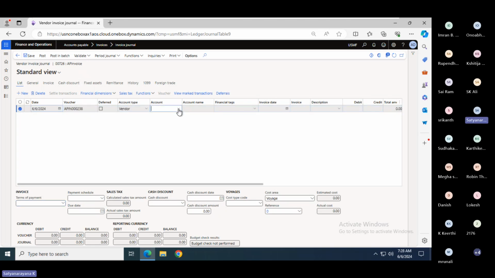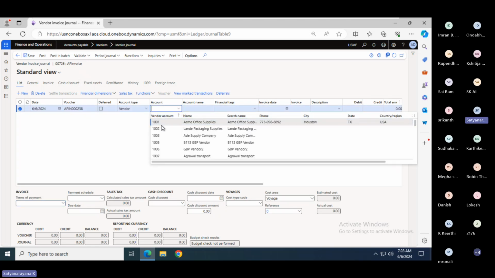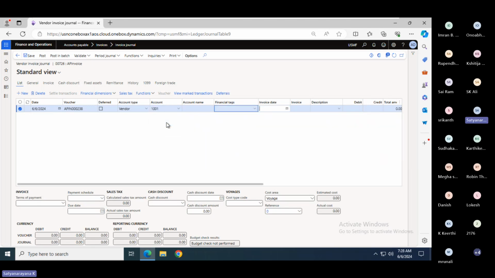Now you need to select from which vendor you have purchased. You are purchasing material. Suppose this is ACME office supplies. You are purchasing from this company, ACME office supplies. So now you are purchasing water bottles. Okay, it is $25. Now the vendor will give you an invoice copy for these water bottles. That invoice copy you need to enter here, and the invoice date.